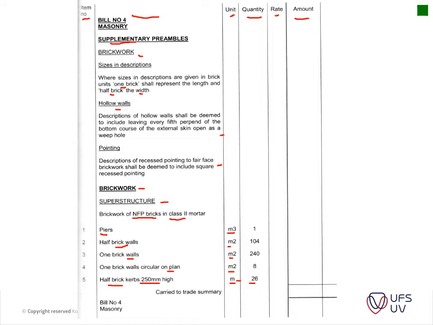this item. Then in the previous slide they indicated that the contractor puts in his rates here, that's multiplied with the quantity measured, you get your amount here, and that's added up and put into this item here. So this is carried to the trade summary, to the end of the masonry bill.